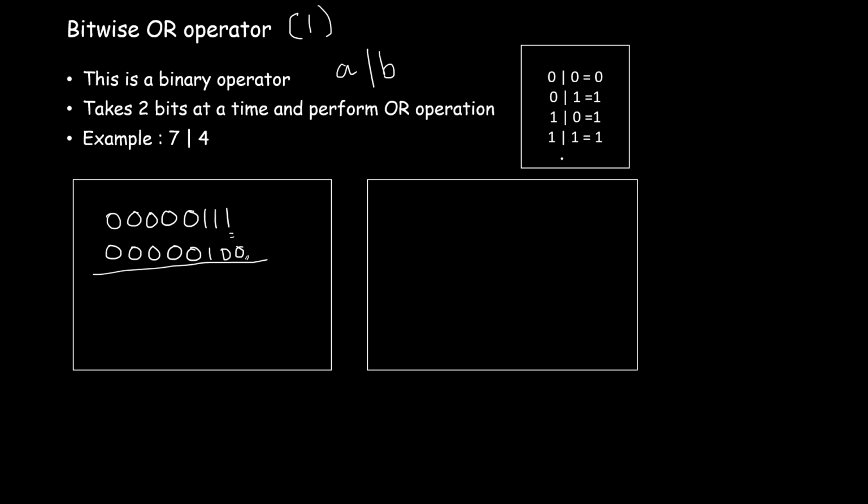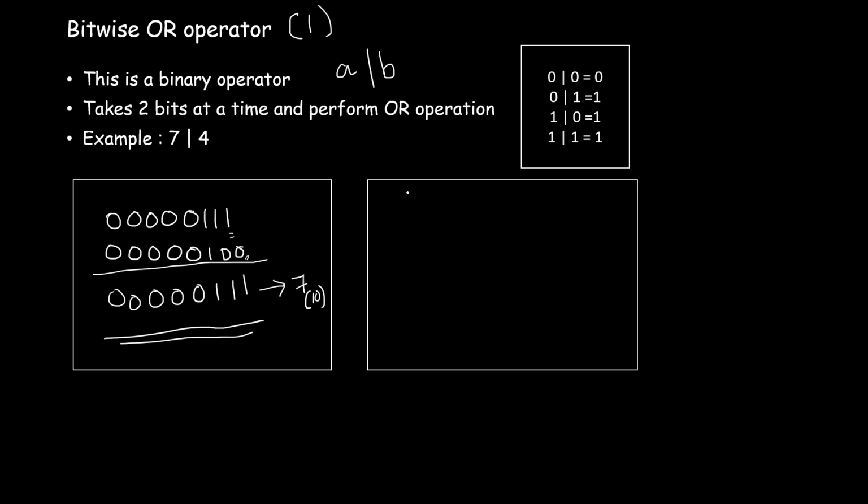It means that if any of the bits in the 2 bits you are considering is a 1, your result is a 1. So 1 or 0 is a 1, 1 or 0 is a 1, 1 or 1 is a 1 and all these are 0 because 0 or 0 is a 0. Now when you perform a bitwise OR operation between 7 and 4, you get the result 7. So this is 7 in decimal form. So this is how you perform a bitwise OR operation. We can try with another number.